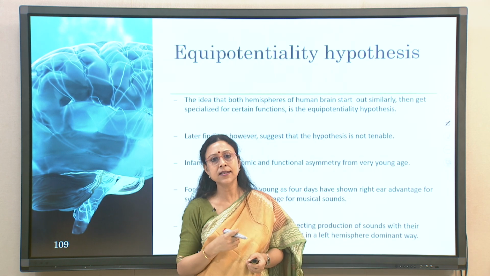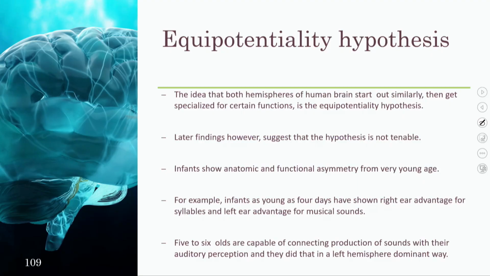Equipotentiality, as the name suggests, means that both hemispheres of the brain are equally responsible for language function. They start out in an equal fashion, similarly, but over a period of time, during brain maturation, the left hemisphere takes over the job of doing the language-related processes. So, the idea here is that both hemispheres of the human brain start out similarly. These are the keywords for us, and then they get specialized for certain functions. This is the idea of the equipotentiality hypothesis.